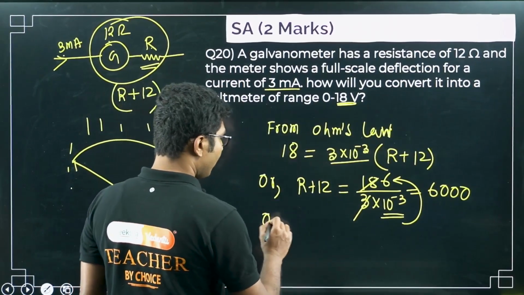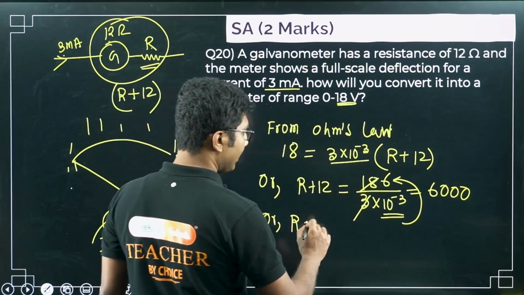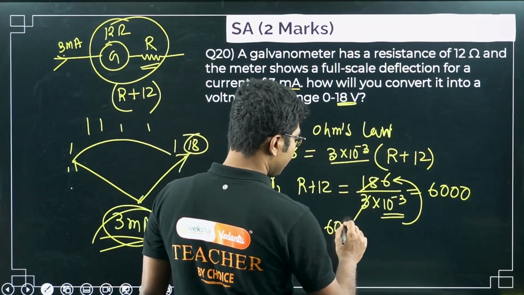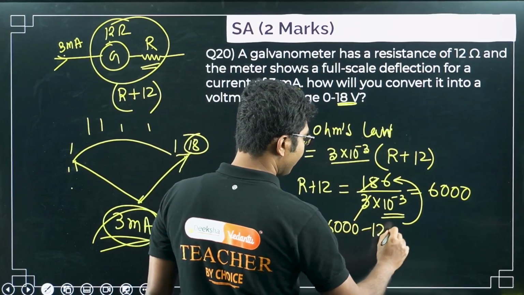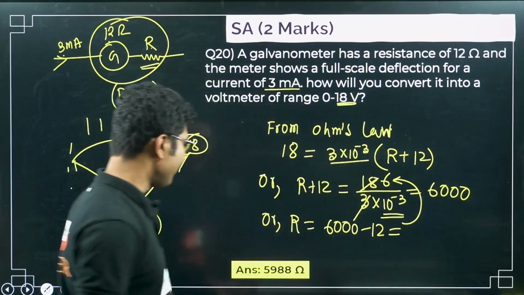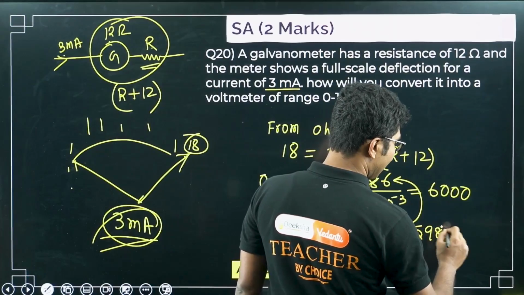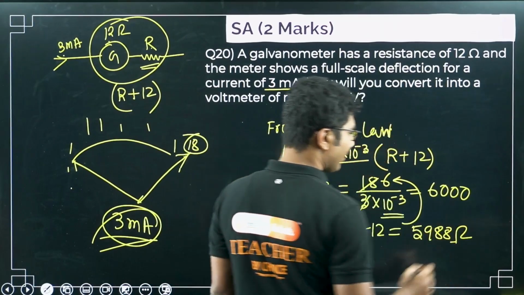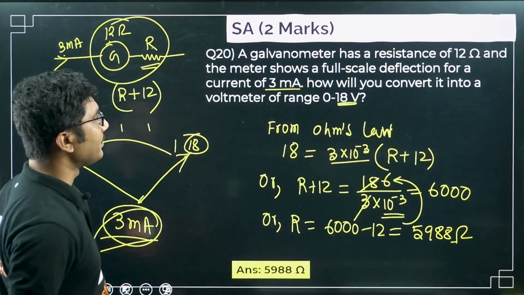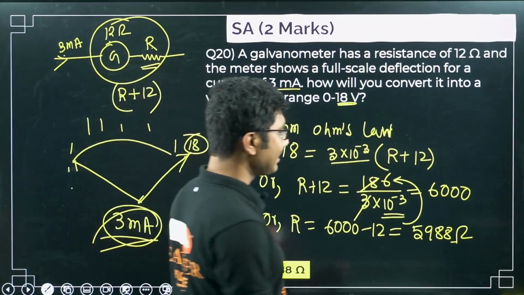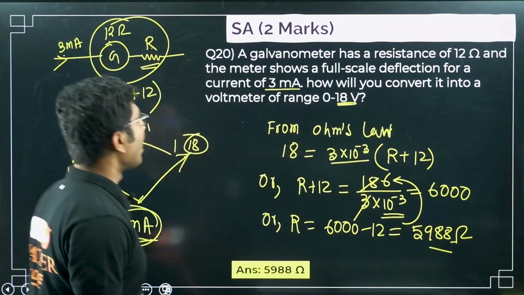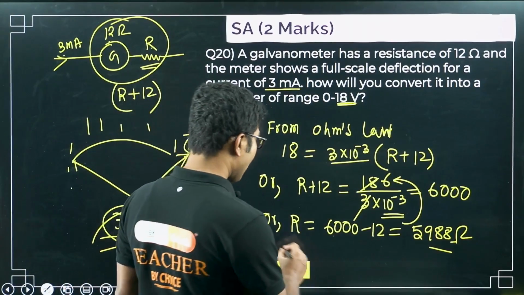So R will be 6000 minus 12, it will be 5988 ohm. Okay, so 5988 ohm will be the required resistance in series. Okay, so how will you convert? You have to write it in the answer.